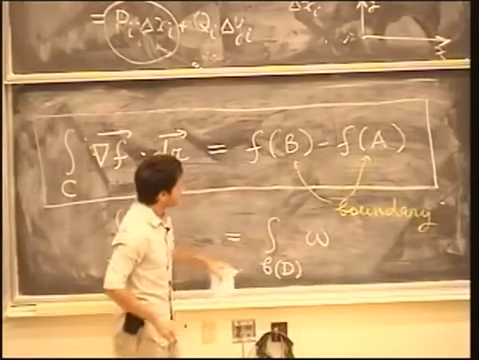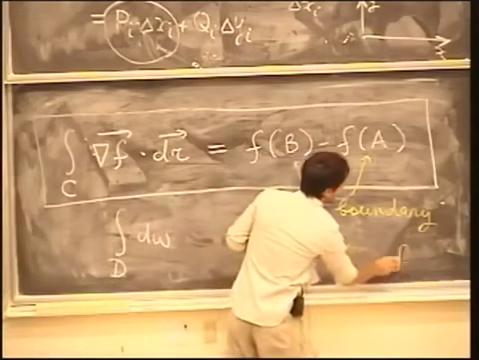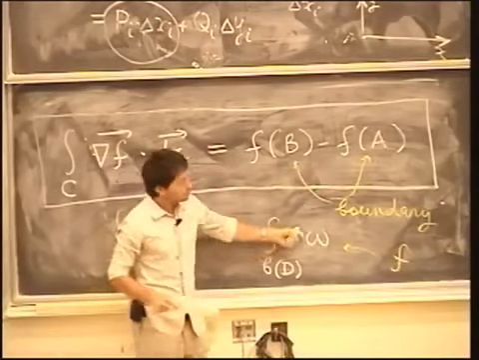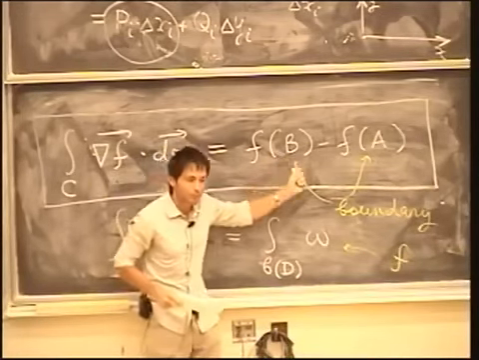So what is omega here? Omega is, in this particular case, just our function f. So this integral just means evaluating this function f at point B minus the value at point A. No question.